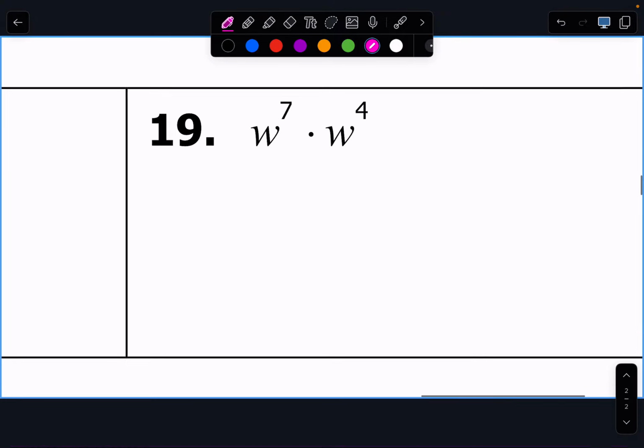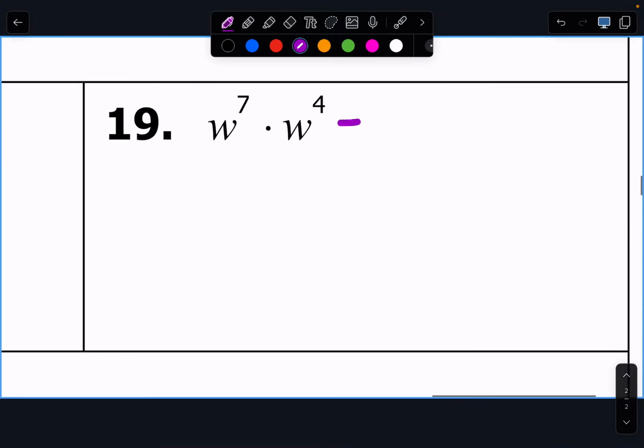All right, so write down what you think the answer is to 19. Hey, Emily, what's our answer? W to the 11. W to the 11. Okay. All right, we could do this all day.